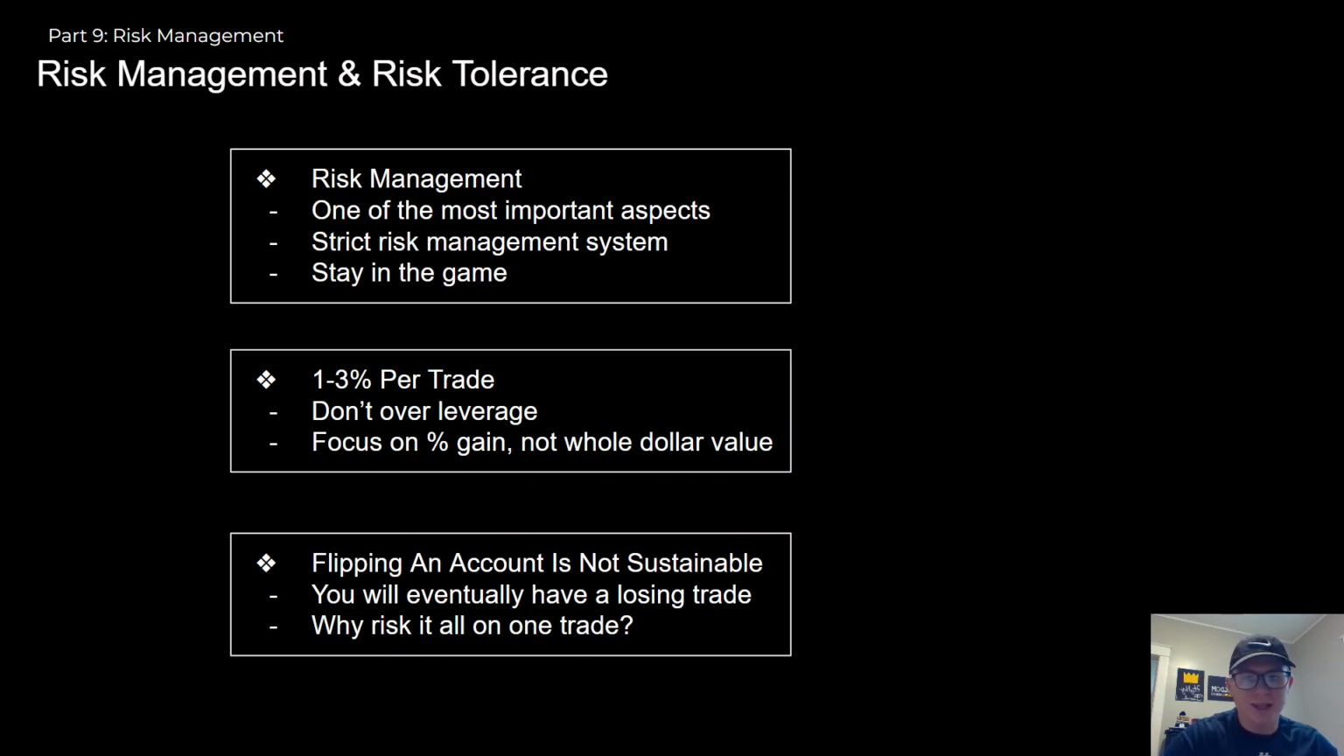Trust me. Look, I get the excitement of flipping an account and over leveraging, because if you win, you're going to see big numbers. But as we know, you have no clue what the markets are going to do, and you can definitely lose. So why risk everything? Why risk it all and put yourself out of the game on one trade? That just doesn't make sense.